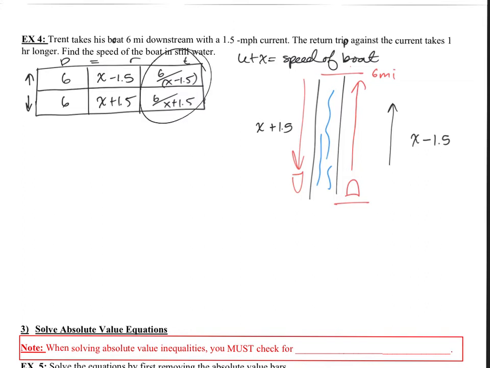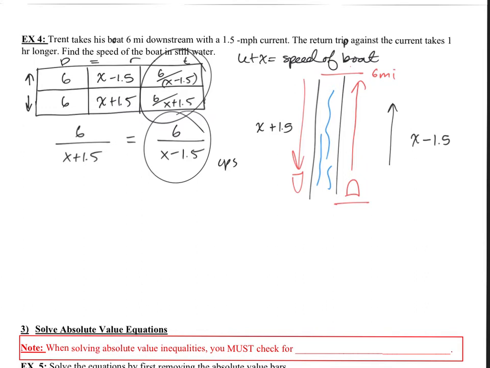And what do we know? Well, we know that the return trip takes 1 hour longer. So, let's see. The return trip was this one. So 6 divided by x plus 1.5. This trip is 1 hour longer than the other one. So how could I make them equal to each other? Because if I said the two trips were equal, that's not true, right? Because technically, upstream took more time because you're fighting a current. So this one took longer, going upstream.